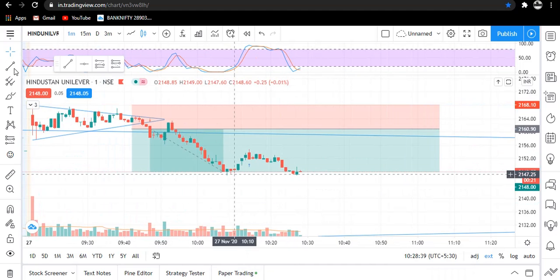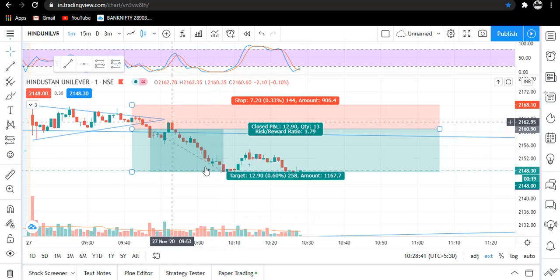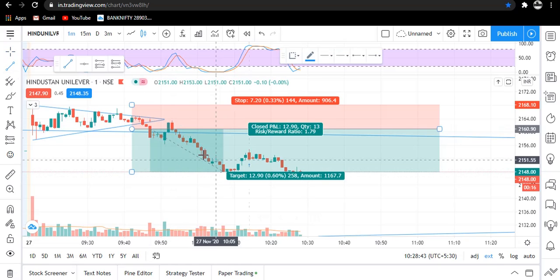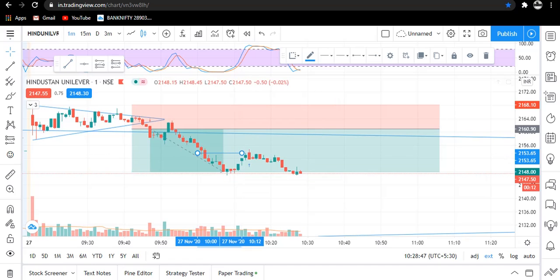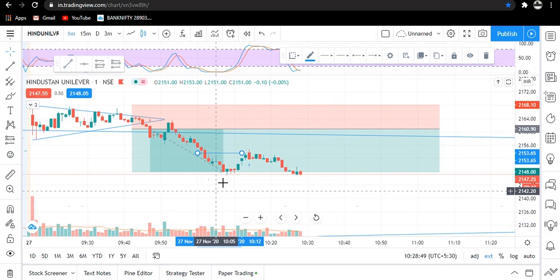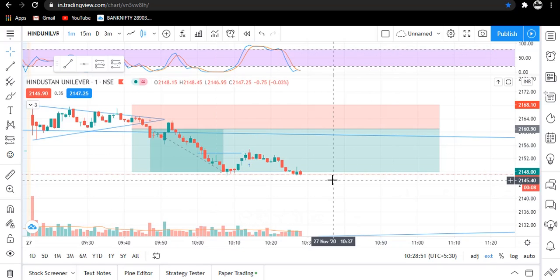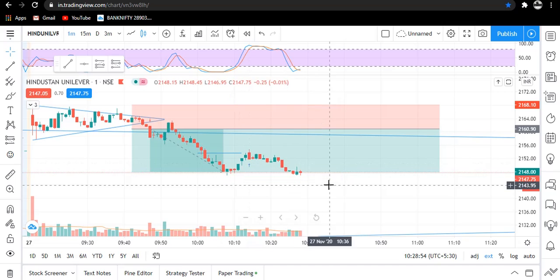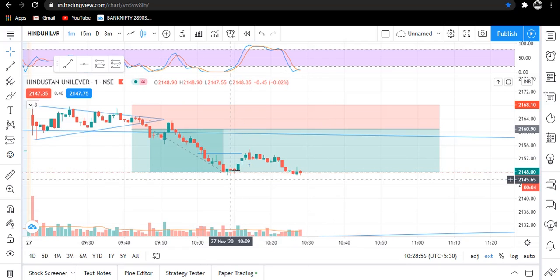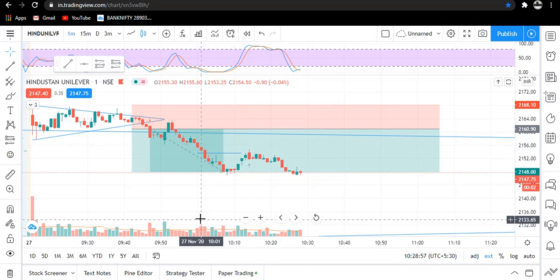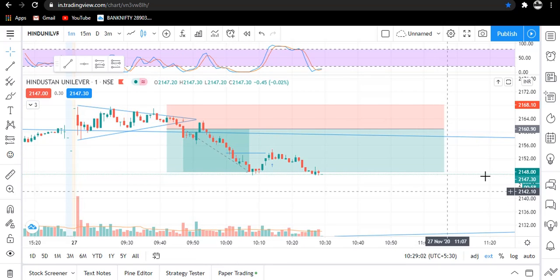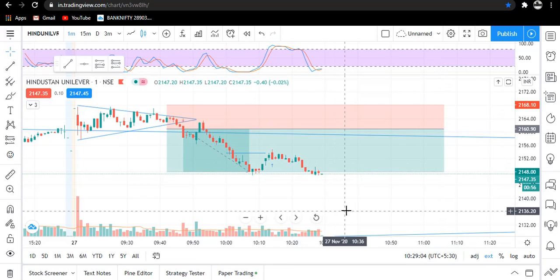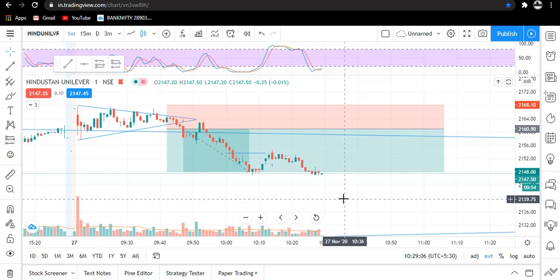So traders, what happened here is that I trailed my stop loss till here to gain some good, large momentum, and what happened here, it hit the stop loss, but now it is again trying to come downside. So I am not taking another trade, but this is what happens. That's why we say that it's more about psychology.